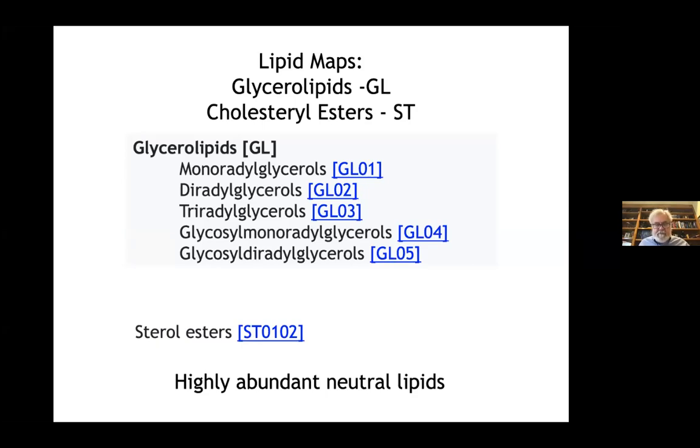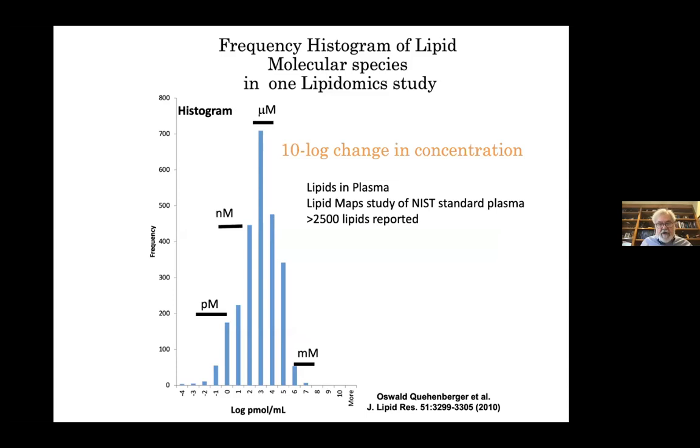we have some experience with these neutral lipids. Now, there's a couple reasons why I've classified these two very different classes of lipids, one being a sterol, and the other being the esters of glycerol. One is that they're very highly abundant neutral lipids, both of these classes. And that can be shown here.